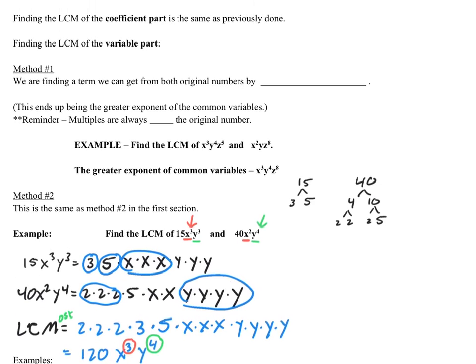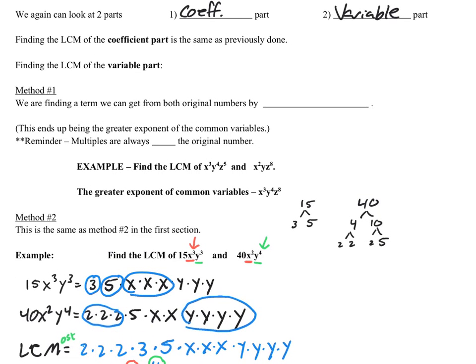So what was actually method 1 is when taking the prime factorization here, we're simply going to find the LCM of x cubed times y to the 4th times z to the 5th, and x squared times y times z to the 8th. So all we're going to do is pick the greater exponent of the variables. And I actually don't want to say common, because they don't have to have the variable in common. So we're going to pick the greater exponent of the variables.